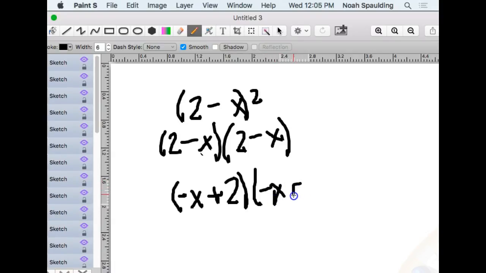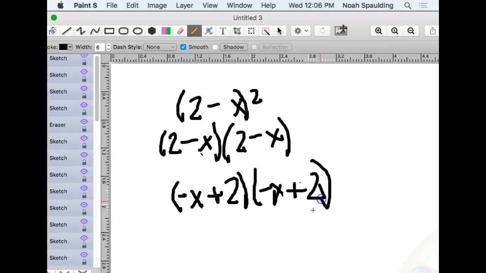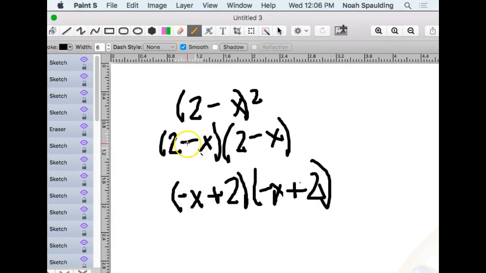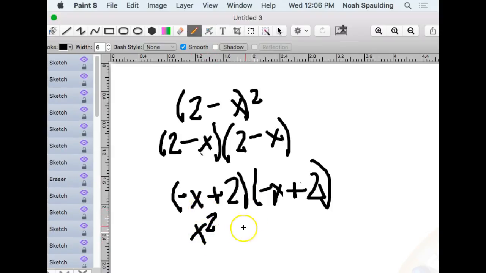You don't have to do this, but I think it makes it easier. I think it makes it a lot easier to write it in the same form each time rather than deal with it being in an incorrect form. So you have to rewrite it. The negative goes with the x. So negative x times negative x is a positive x squared. Negative x times positive 2 is a negative 2x. Positive 2 times negative x is again a negative 2x. And 2 times 2 is 4.